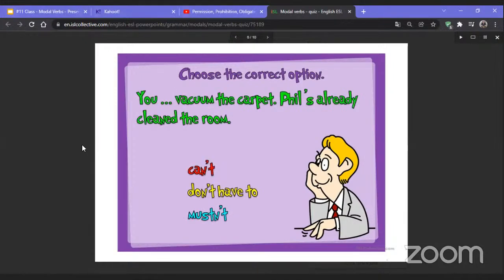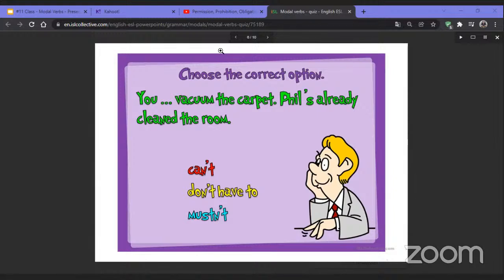Okay, excellent. Let's see the next one. This is for Leticia. Okay, you vacuum the carpet. Phil's already cleaned the room. So you have three options. What do you think? You can write it in the chat if you want, or using your microphone. Maybe we can do a little hint over here. Okay, Leticia says mustn't. Okay, is that correct?